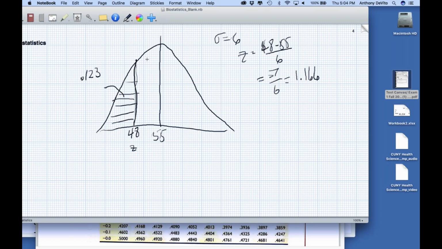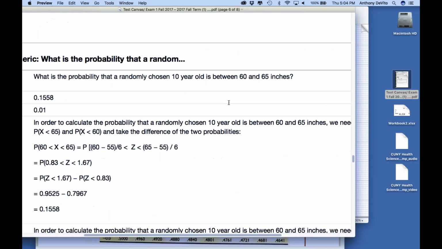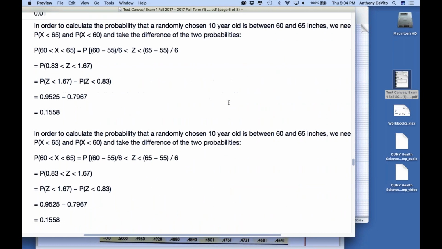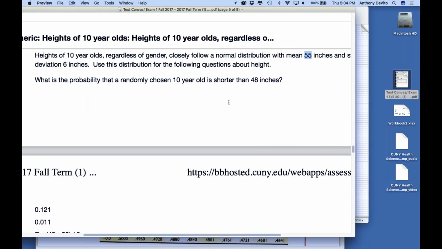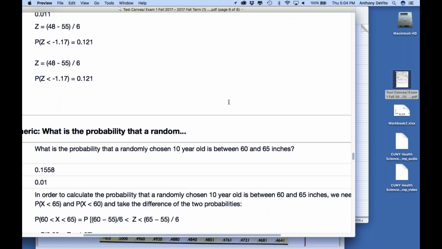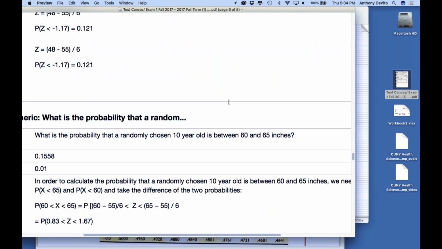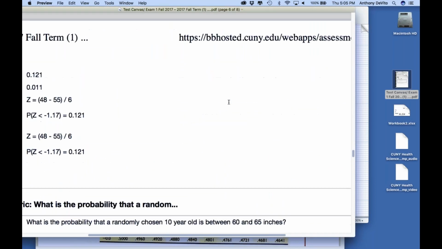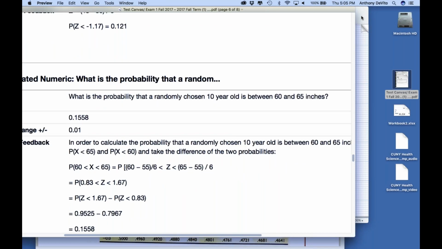Okay, so now the next part of this question was, let's see, what's the probability of a randomly chosen... It's shorter than 48 inches. There's another part of this question that I'm not seeing here for some reason. Yeah, I did that. Then when we went on to, oh, here it is. The probability is between 60 and 65 inches. Oh, that's a curve, right? Okay, so let's take a look at that.